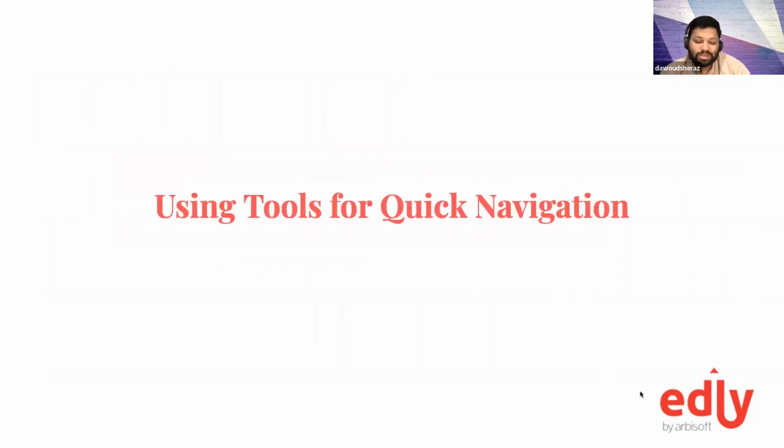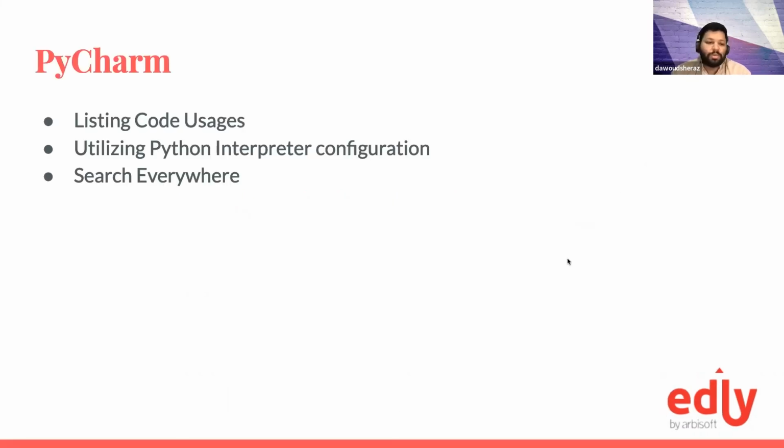Here we'll discuss some of the plugin navigation experience. Let's see how we can use some tools for quick navigation, such as PyCharm, VS Code, and GitHub. You might have already seen PyCharm in action in the previous section when we were searching for programming API in Discovery. But here we go over some other features that it provides. The prominent features we'll discuss are listing code usage, utilizing interpreter configuration, and search everywhere.